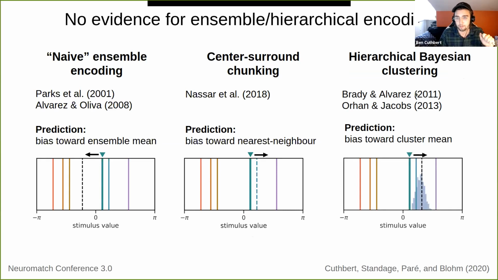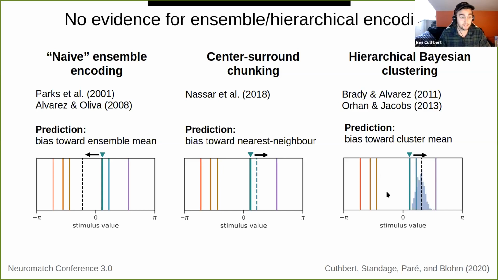Yet another very similar variation of this kind of bias is called hierarchical Bayesian clustering. It was originally introduced by Brady and Alvarez in 2011. Orhan and Jacobs came up with a more general case. Effectively, they assume that people are extracting clusters from an array. So in this case, you could imagine that these three similar red colors would be grouped together, and these three bluish colors would be grouped together. Here, the histogram is a posterior over the cluster mean. I don't have time to go into the details of how I got this posterior, but feel free to ask me later. And this predicts a bias toward the cluster mean.